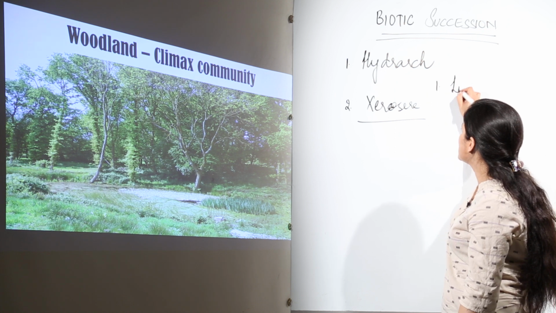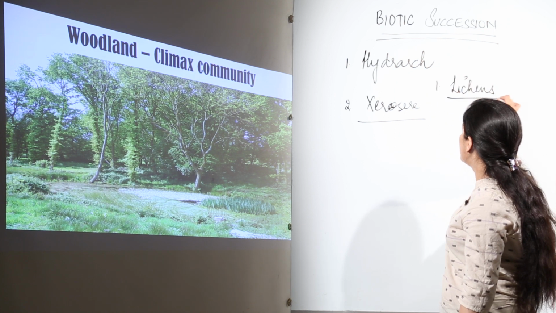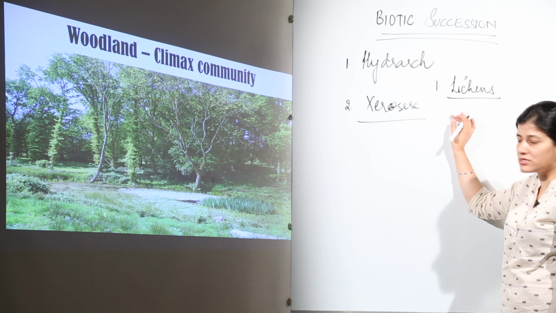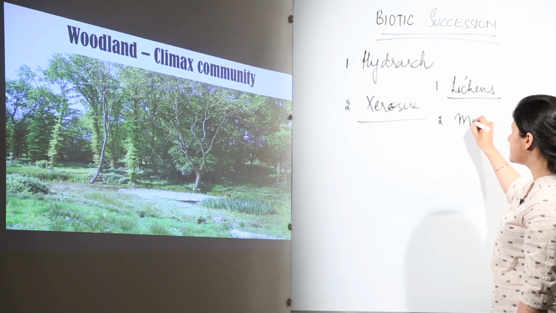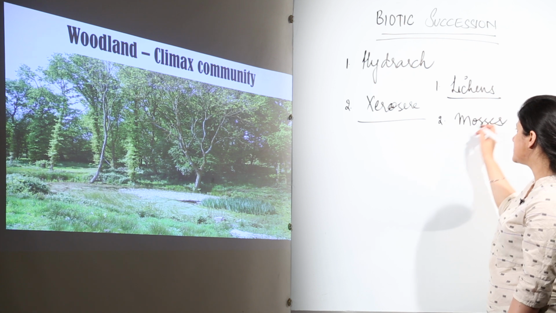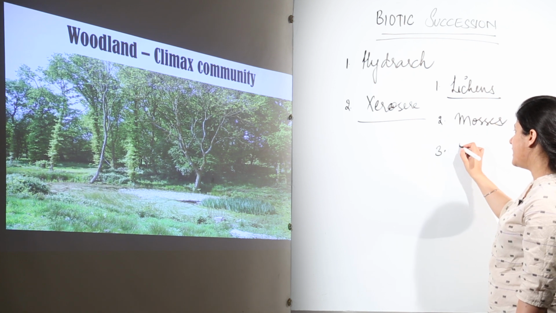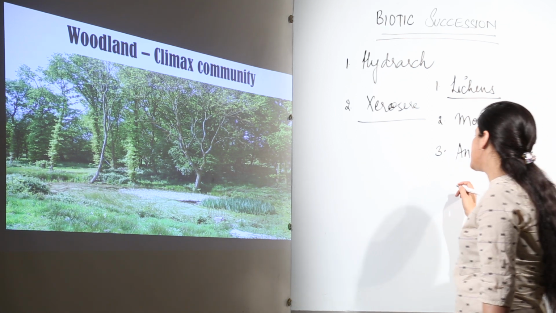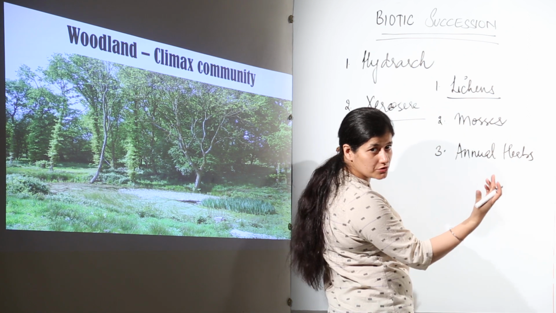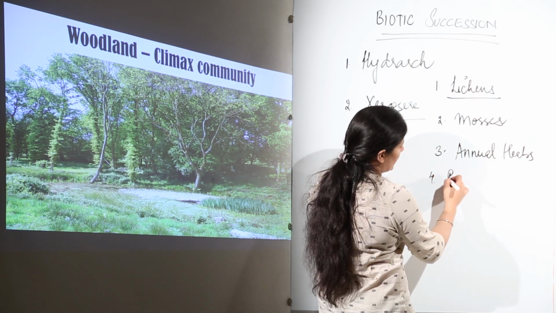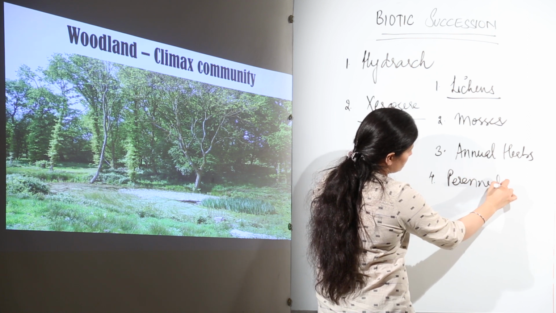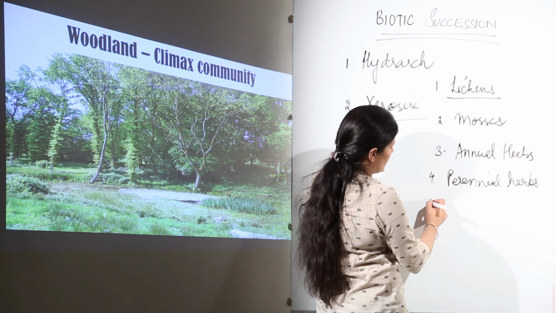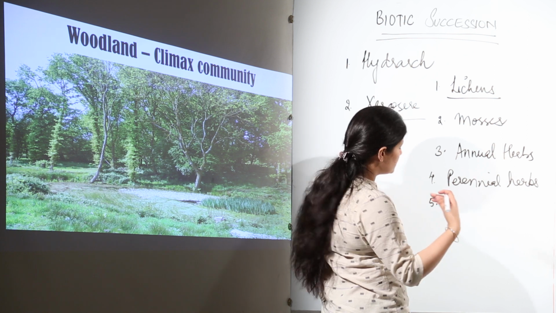The first species to come and inhabit the bare rock would be those of lichens. These lichens would be followed by mosses. These mosses would be followed by annual herbs. The annual herbs will add to the biomass, add to the nutrition of the rock, and give way to perennial herbs. So on a bare rock also you are going to find increase in the number of species, increase in the biomass, increase in the complexity, and the ecosystem is getting evolved.